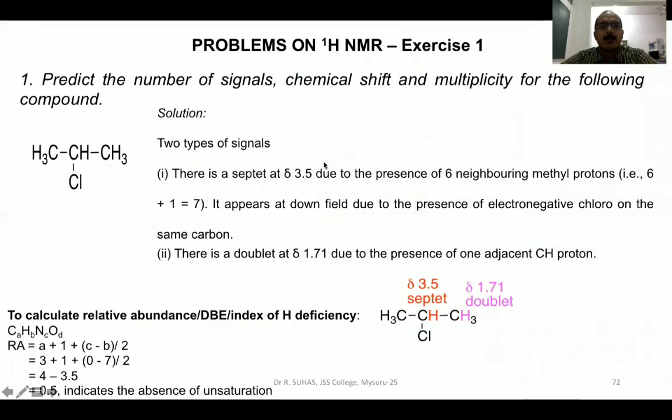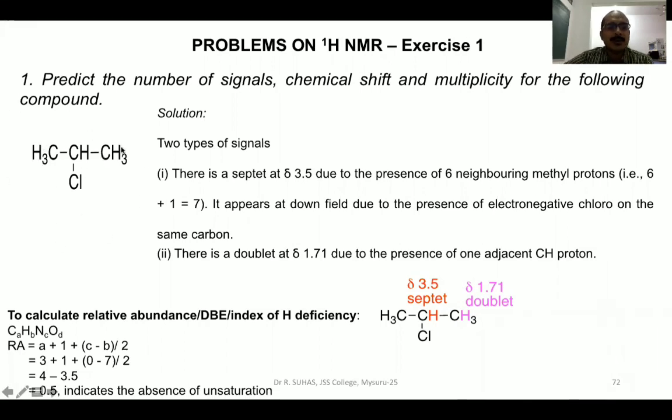Now we will be moving to the problems on 1H-NMR. We have got two exercises here, and this is exercise 1, some of the simplest problems. The first problem is: predict the number of signals, chemical shift, and multiplicity for the following compound. So what he's asking is, we have to predict how many different types of peaks are there, which is given by number of signals. We have to predict the chemical shift values and also the multiplicity. Multiplicity refers to spin-spin coupling or spin-spin splitting. This is the compound that he has given.